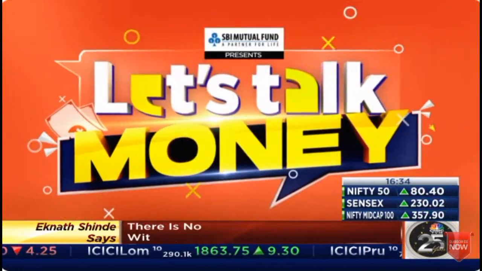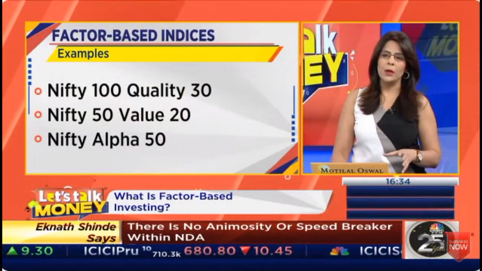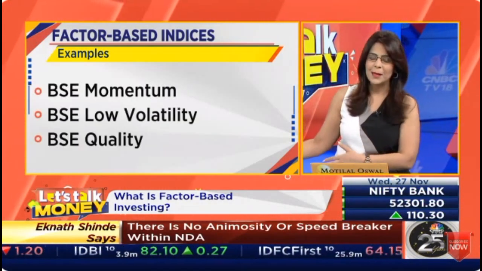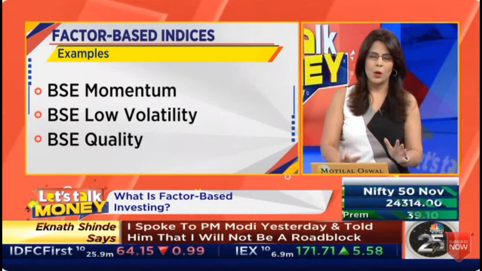So NSE has lots of factor-based indices. I'll just take some names to give an example. There's the NSE 100 Quality 30, there's a Nifty 50 Value 20, there's the Nifty Alpha 50. By the way, these are the Nifty indices that I'm naming. There's a Nifty 200 Momentum 30. What do all of these mean? We'll talk about that in just a bit.